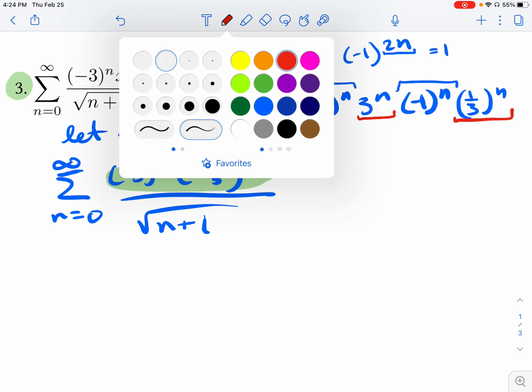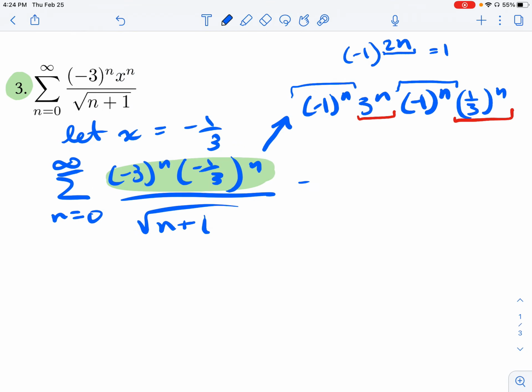So all of this cleans up pretty nicely to the following series. The sum from n equals 0 to infinity of 1 over root n plus 1. Well, taking a look at this here, we can ask ourselves, all right, what do we know about this particular series?